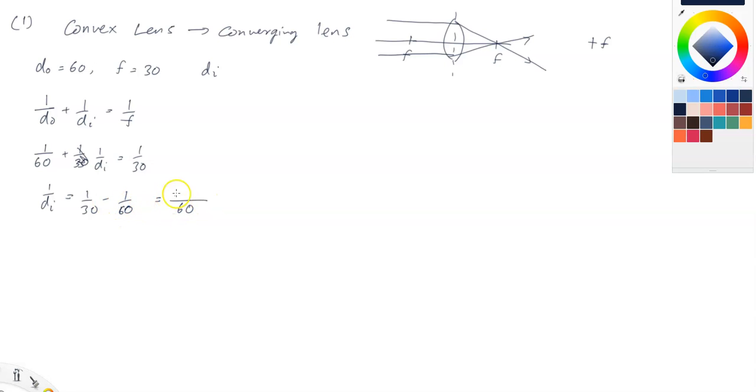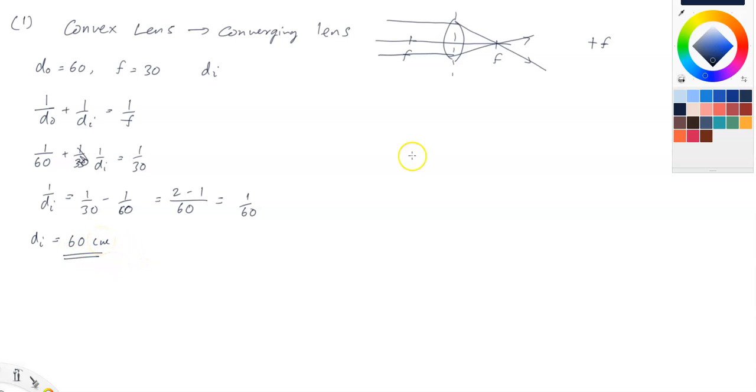Common denominator 60, so 2 over 60 minus 1 over 60, so DI is also 60 centimeters. Now this, okay, so where's the image? It's just asking how far is the image of this object from the lens, so 60 centimeters.